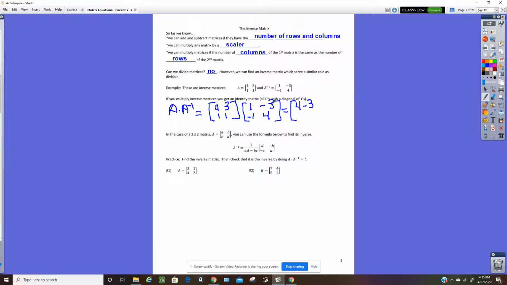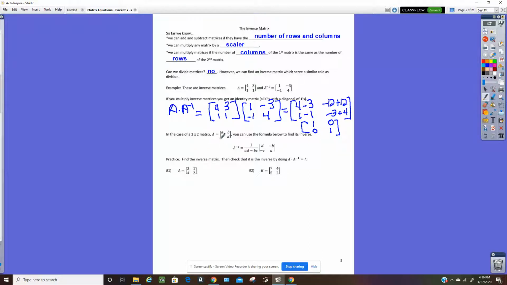And then -12 plus 12. And then I have 1 minus 1. And -3 plus 4. And if I do the math, I get 1, 0, 0, 1. Sure enough, I get the identity matrix. If I multiply a matrix by its inverse, then I get the identity matrix.